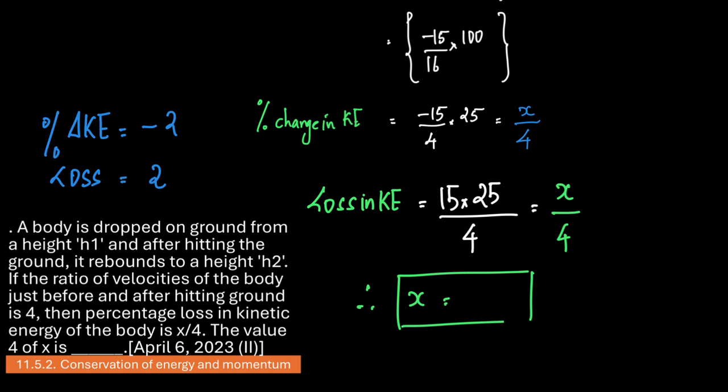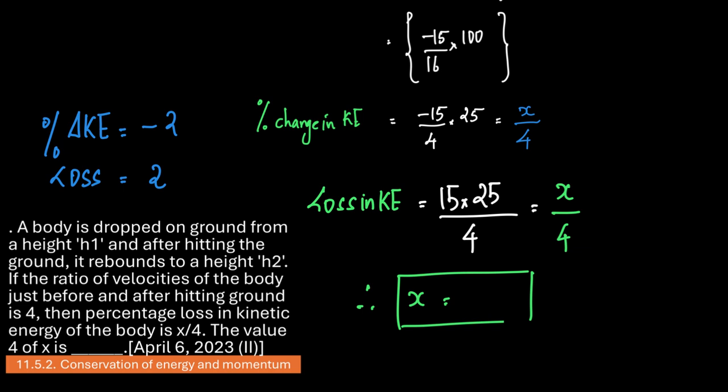Now if the percentage change in kinetic energy is minus 2, what does it imply? It implies that the loss is equal to 2 and not minus 2. Okay, so loss is equal to 2, otherwise it implies that the percentage kinetic change is minus 2. Similarly, when the percentage change in kinetic energy is minus 15 by 4 into 25, it implies that the loss is equal to plus 15 by 4 into 25.